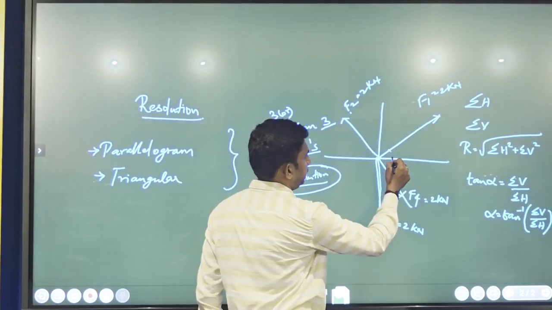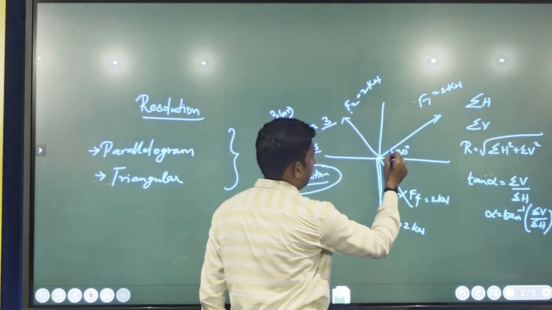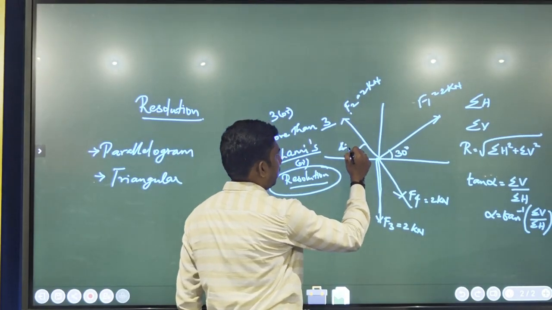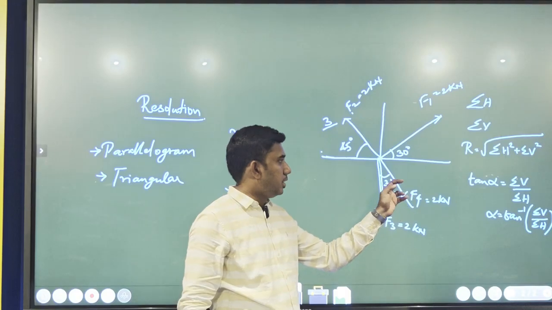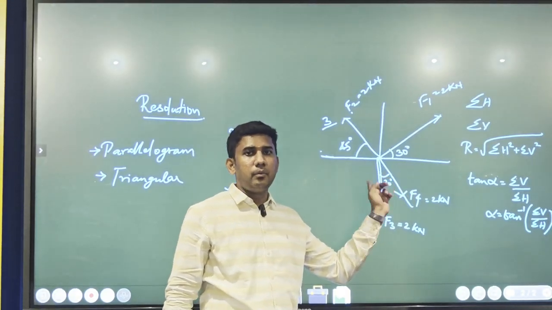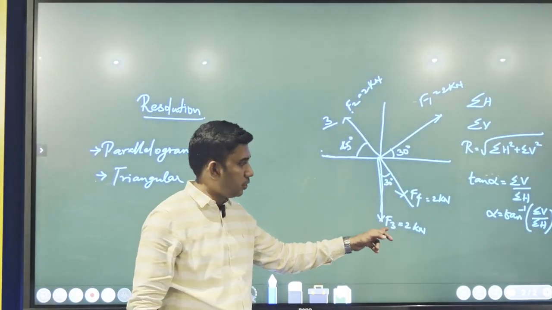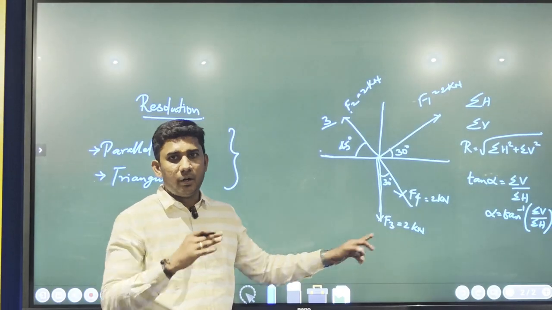For example, if this force is acting at an angle of 30 degree, this acts at an angle of 45 degree. Then I have the force F4, which is acting at an angle of 30 degree from the vertical. And this particular force F3 is acting exactly downwards.